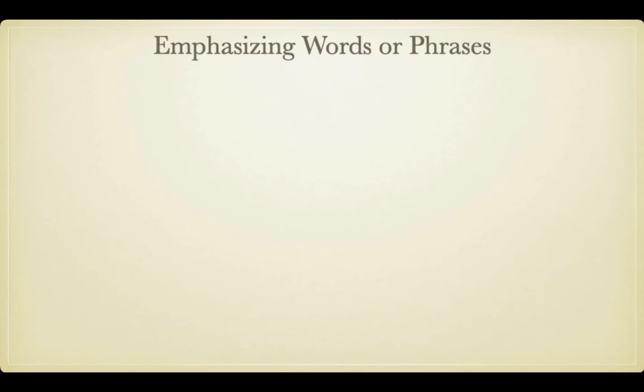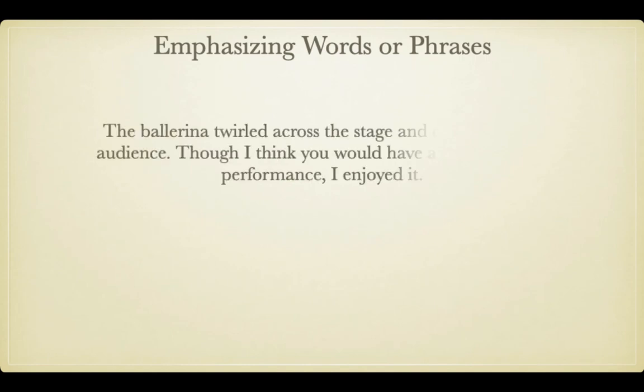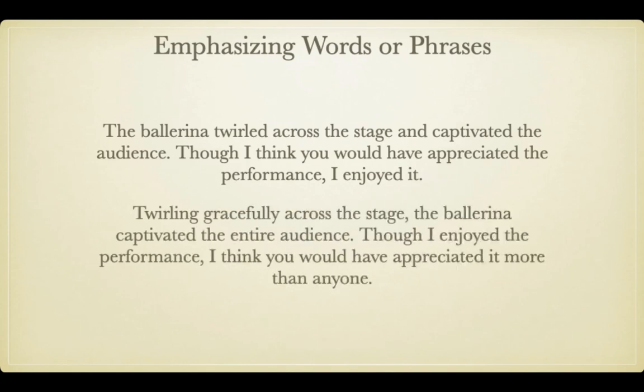Read the following examples. What are the most important details? The ballerina twirled across the stage and captivated the audience. Though I think you would have appreciated the performance, I enjoyed it. Twirling gracefully across the stage, the ballerina captivated the entire audience. Though I enjoyed the performance, I think you would have appreciated it more than anyone. Now, the first sentence is difficult to understand because it buries the most important information in the middle. As you can see, moving these details around makes the second sentence much clearer.